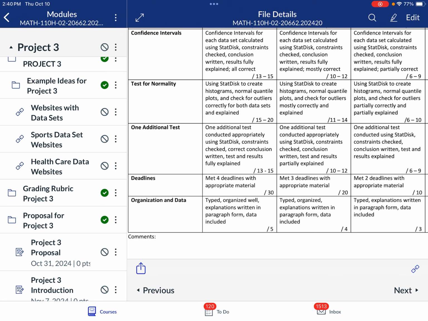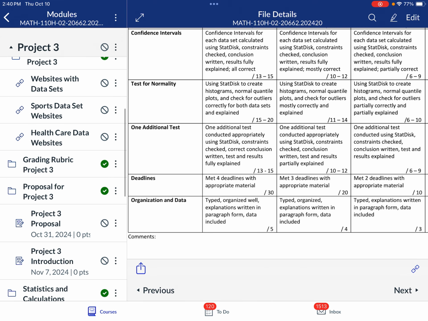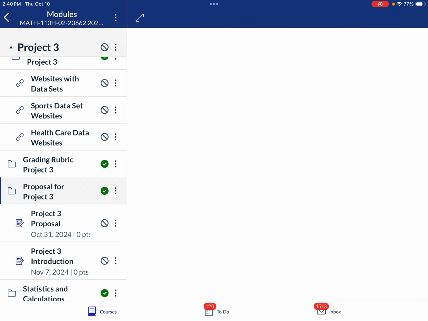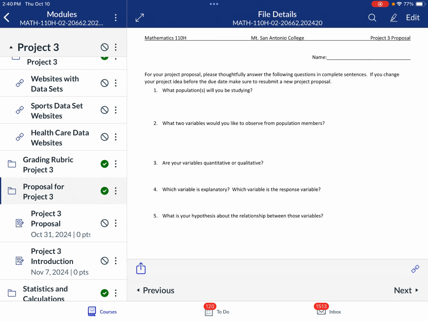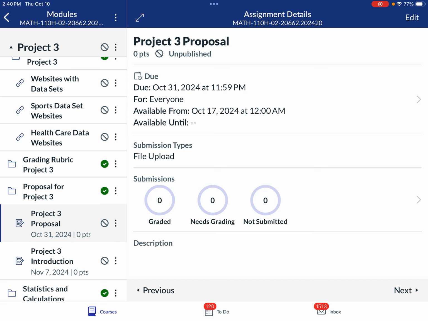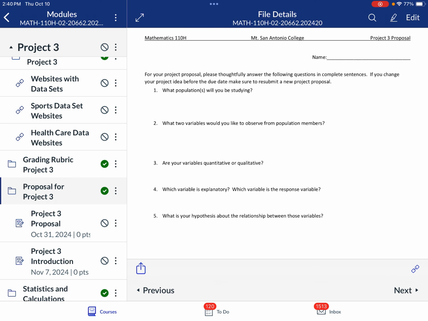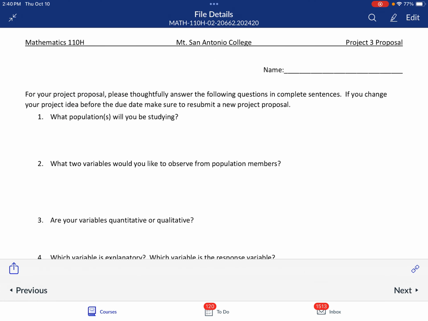So that's our rubric, so make sure you keep an eye on that. And then we do have a proposal. The proposal on here is a file, and you'll notice that it has a due date and is an assignment, so you're going to be uploading it. The proposal is just for me to gain an understanding of what it is that you want to study for this class. What is your project 3 going to be about?